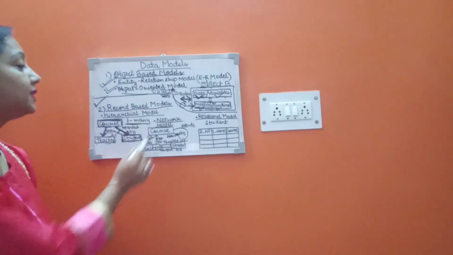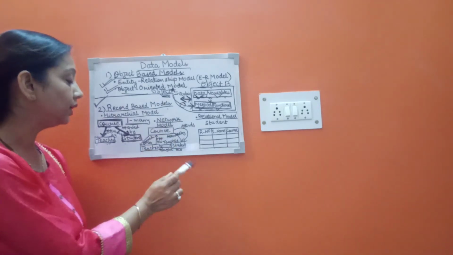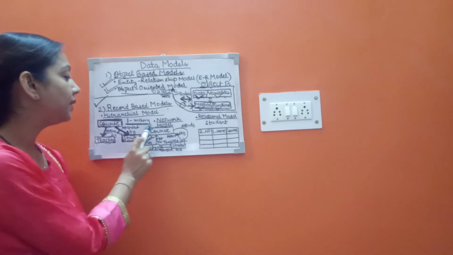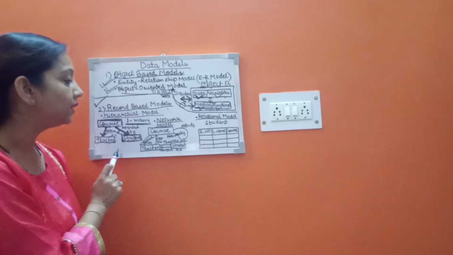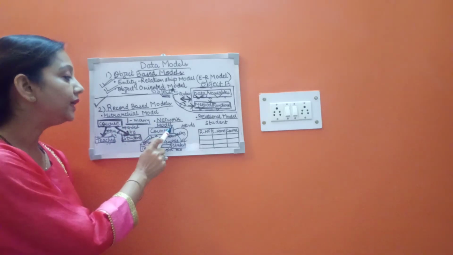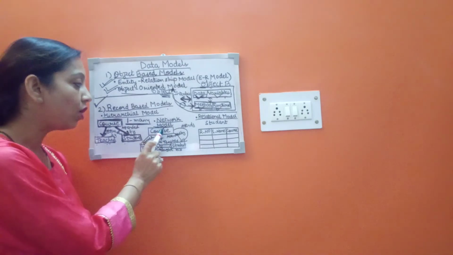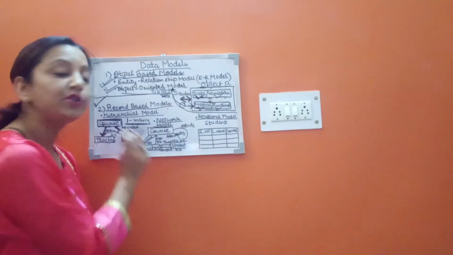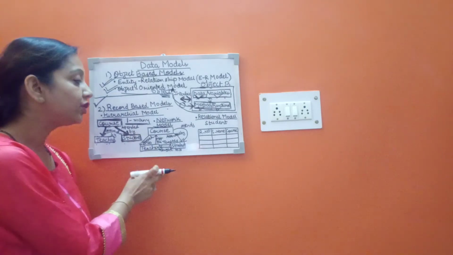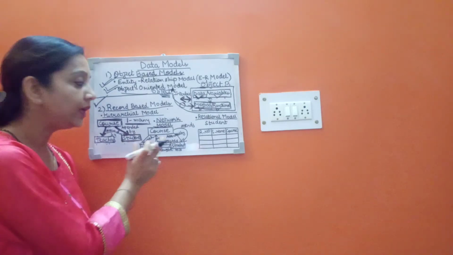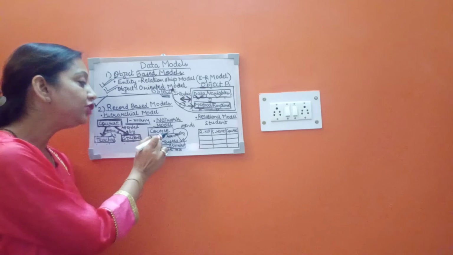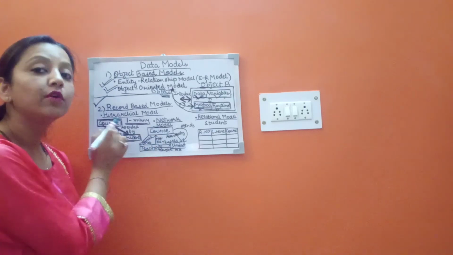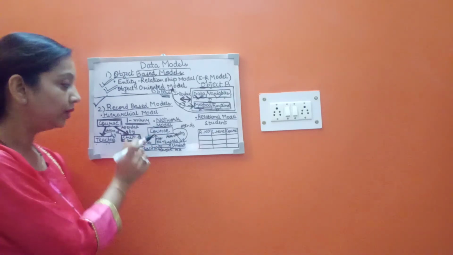So next is the network model. The network model basically improvises the hierarchical model. Here the data is again represented as records, that is, as an arbitrary graph. How? As records in the form of arbitrary graphs wherein each node can have more than one parent node. You can see the difference.